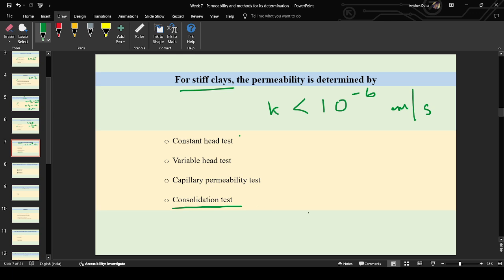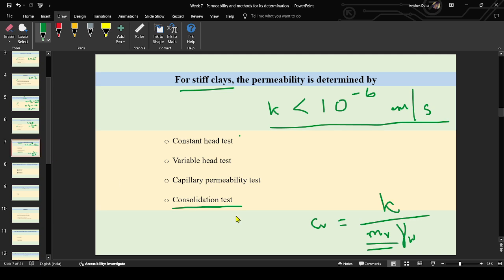When I talk about consolidation, I think there is a chapter in the syllabus. I'm not sure about it, but anyway, the coefficient of consolidation is equal to the coefficient of permeability divided by the coefficient of volume compressibility times gamma W, the unit weight of water. In this way, indirectly, using the coefficient of consolidation, the coefficient of volume compressibility and the unit weight of water, we can determine the coefficient of permeability for stiff clays. Because this value is very low, we cannot use constant and variable head tests.